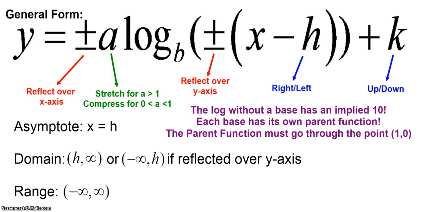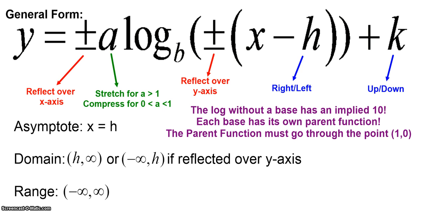So just like normal, our plus and minuses are reflections. If it's in front of the a, then it's over the x. If it's in front of the x minus h, then it's over the y. A as normal is just our stretch or compress. H is our left and right movement, but remember it's always opposite of what we think. And then k is our up and down.